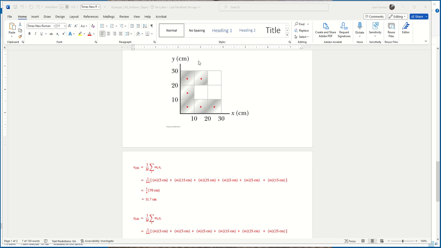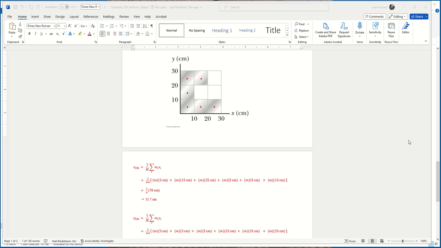Okay, now let's go to 5 and 6. What's the x-coordinate of square 5? 5 centimeters again. What's the x-coordinate of that point right there? 5 centimeters. What's the x-coordinate of square 6? 15. So in general, that's my m1x1, m2x2, m3x3, m4x4, m5x5, m6x6.